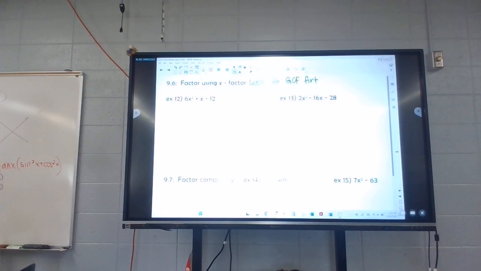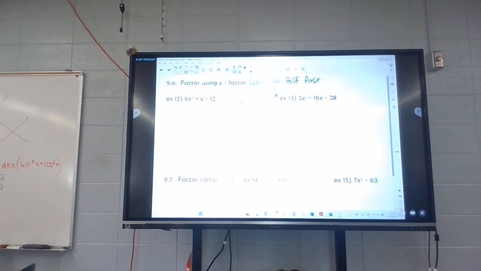And I'm going to say that because on this one, there is one. So I don't want you to get too far ahead of me and not realize there's a GCF there first. So this first one here doesn't have a GCF. Nothing comes out of 6, 1, and 12. So it says to use this X factor.